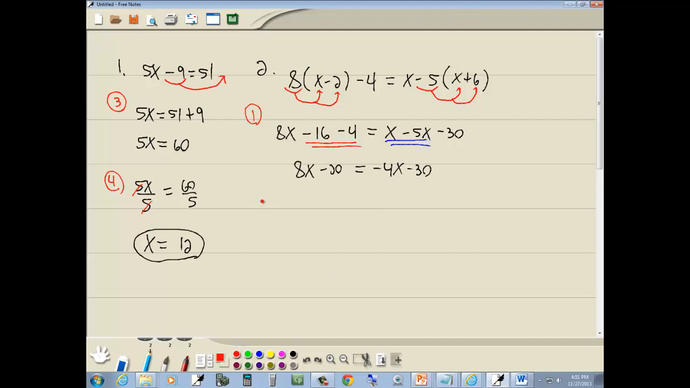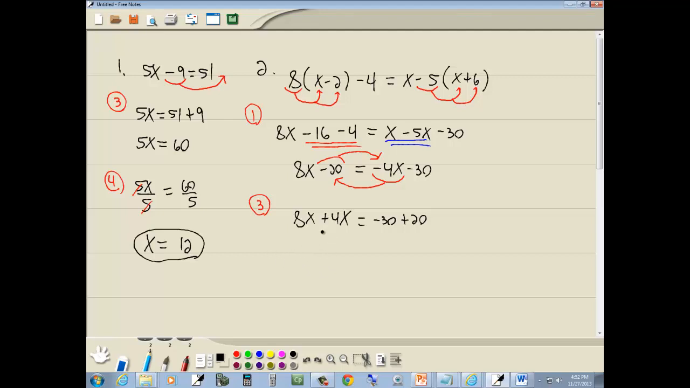Step 2, get rid of fractions. Don't have any. Step 3, get everything with an x on one side, numbers on the other side. So I'm going to take this negative 4x, move it to the left side, and I'll take this negative 20 and move it to the right side. Remember, when you take anything across your equals, your sign changes. So the negative 4x becomes a positive 4x. The negative 20 becomes a positive 20.